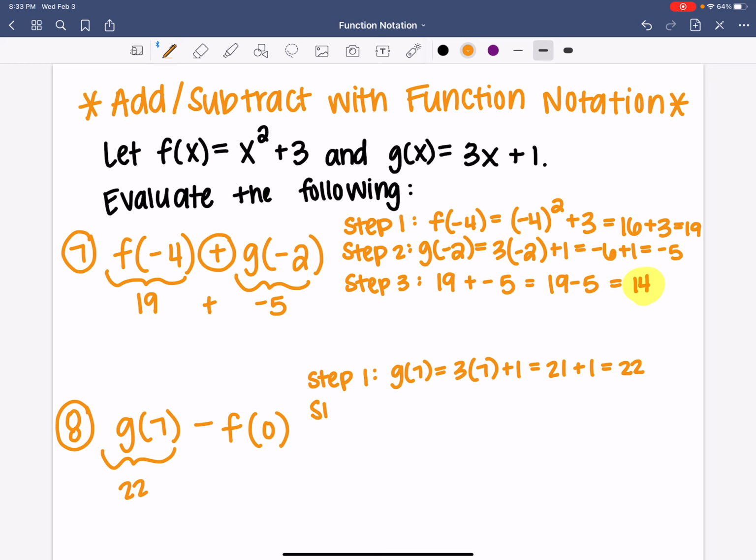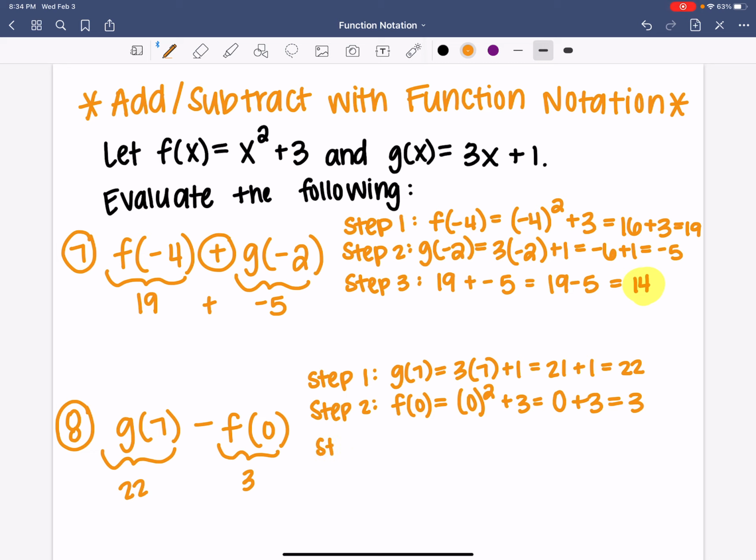Now we need to find f of 0. f of 0 means I'm looking at f of x, and I'm plugging in 0 for x. So that would be 0 squared plus 3. 0 squared is 0 times 0, which is 0, plus 3 gives us 3. So f of 0 is 3.